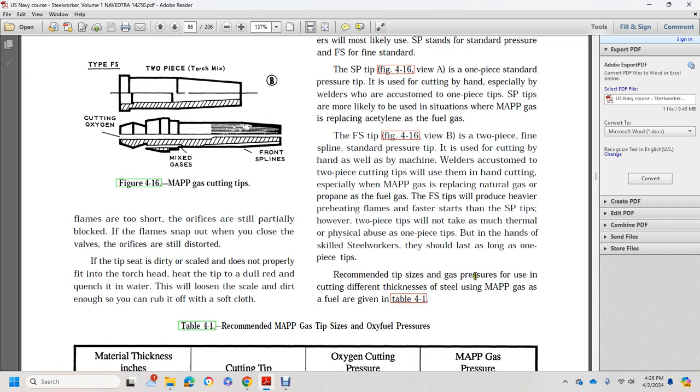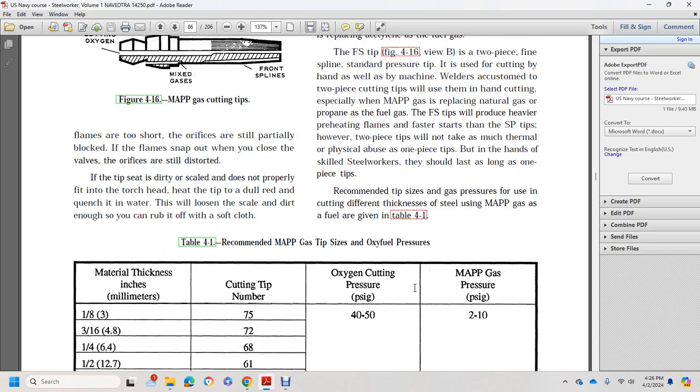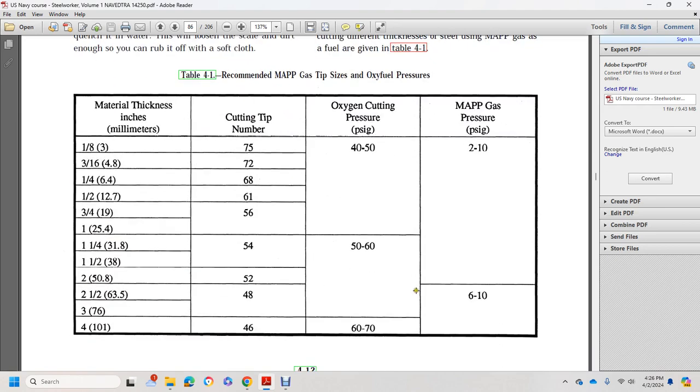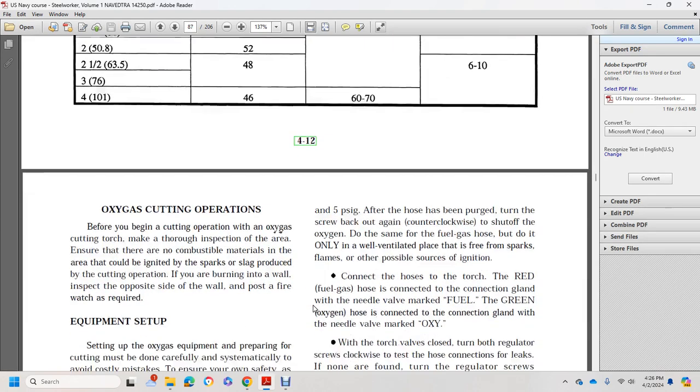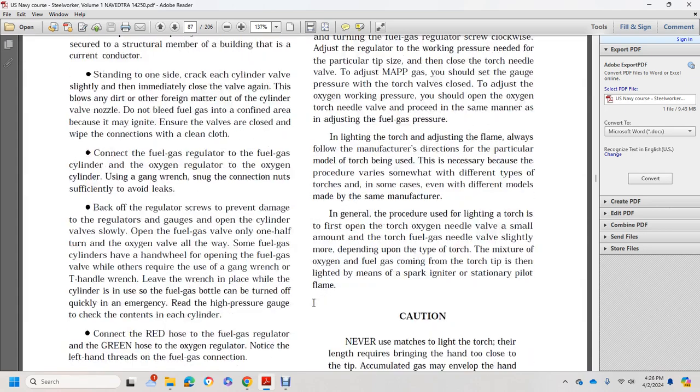Recommended tip size and gas pressure for cutting different thicknesses of steel with MAPP gas or other fuel are shown in the table in figure 4.1. This shows the minimum steel thickness, cutting tip number, oxygen cutting pressure, and MAPP gas pressure.